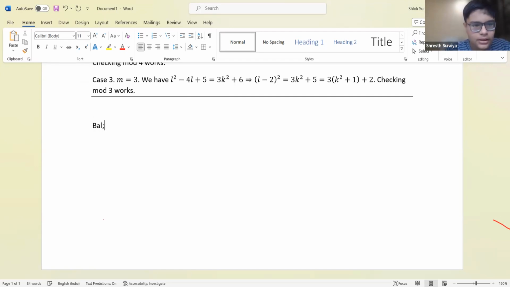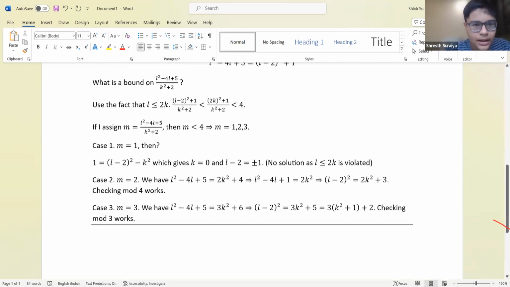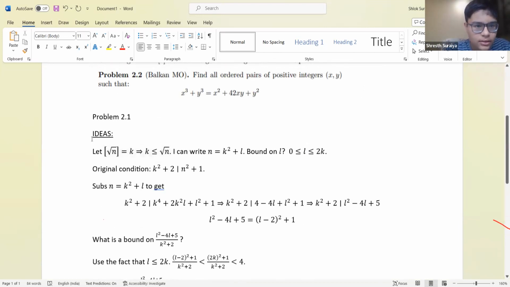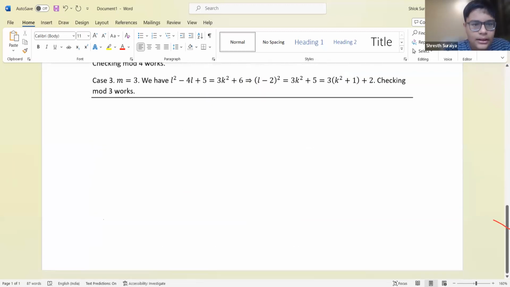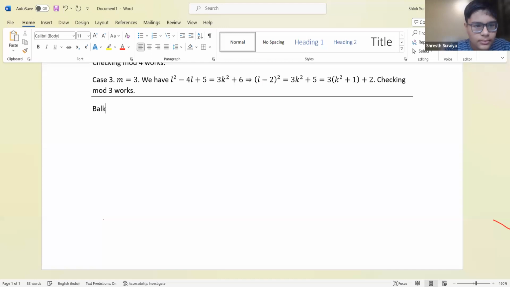So yeah. Next problem. So this one was, I think, APMO 2013 problem 1. And the next problem is Balkan Maths Olympiad 2017 problem 1.